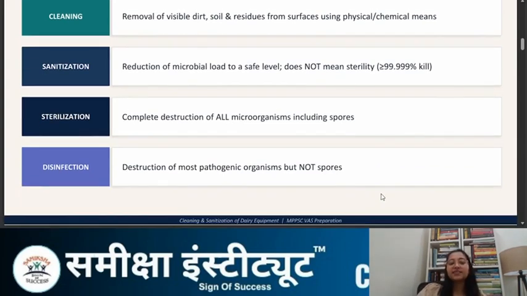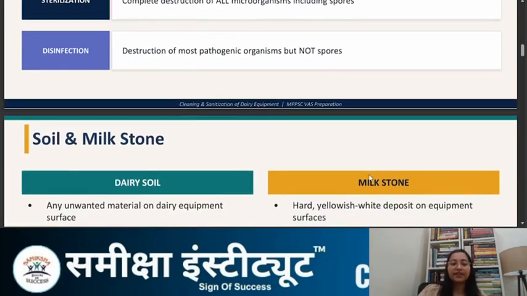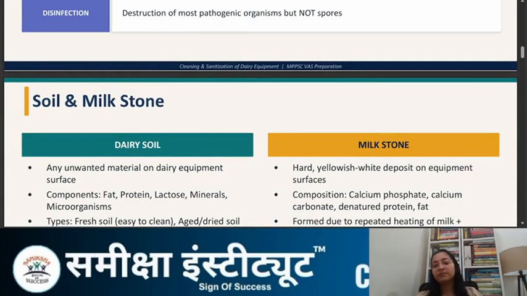Okay, then next is the disinfection. When we consider disinfection, we are mostly focusing on inanimate objects, non-living objects. So it is destruction of most of the pathogenic microbes but not their spores, because spores are still present in case of disinfection. So these are the basic definitions of all these terms.